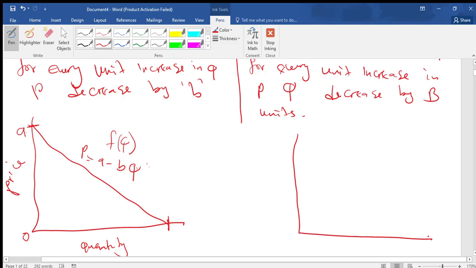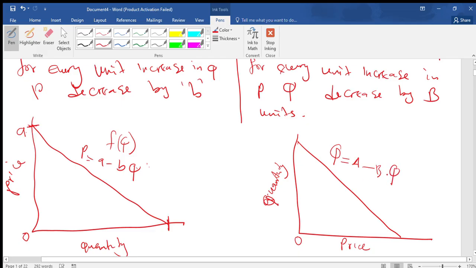But when it comes to the case where the function is in the form of f of P, remember it's still the same slanting line, but this time the vertical axis will be the quantity axis and the horizontal will be the price axis. So if I have Q equals A minus BP, this is in the form of f of P.